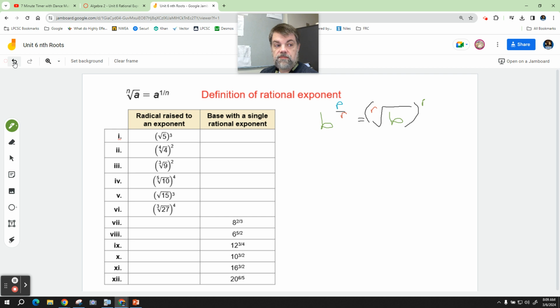Oh, wrong color. Also, this does not look the best. So what we're going to do is we're just going to convert these.